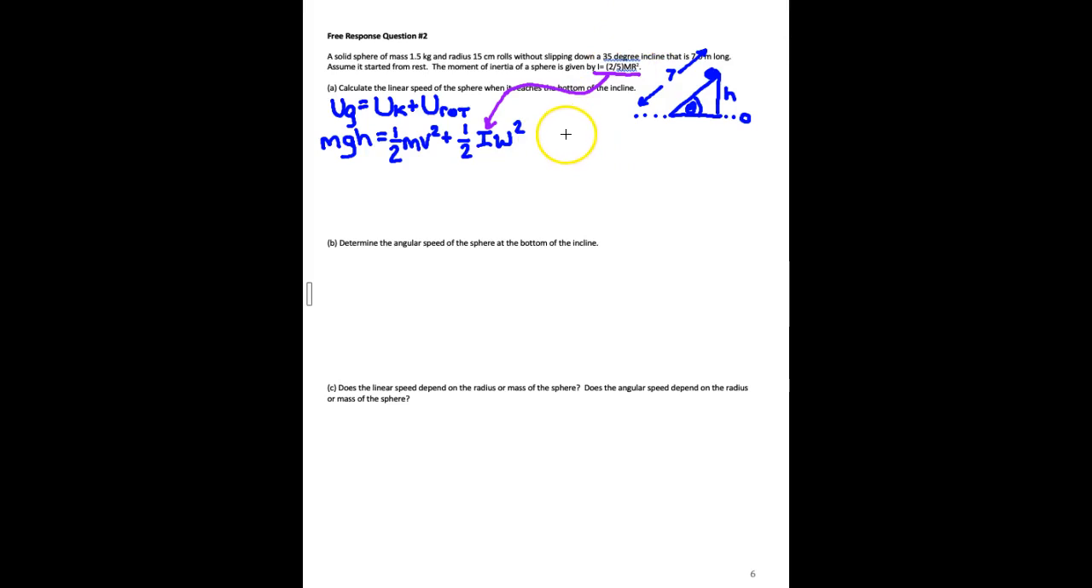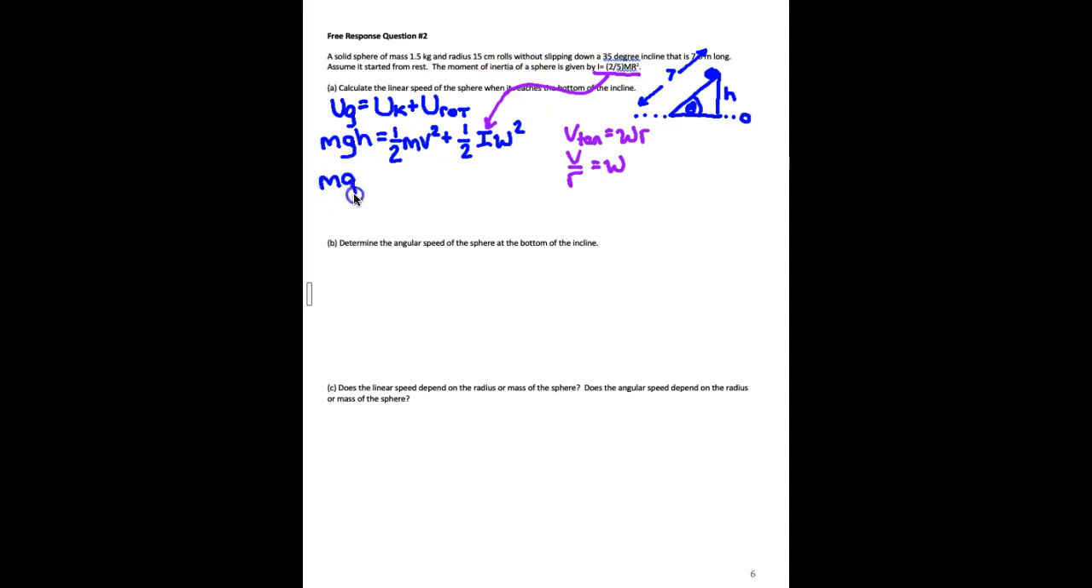And omega is the weird one, right? So v tangential, or the tangential speed, is equal to omega r, and therefore I could solve that for omega, and I get v over r is equal to omega. And therefore omega squared is v squared over r squared. Now I'm going to make all these substitutions. Let's go ahead and do that.